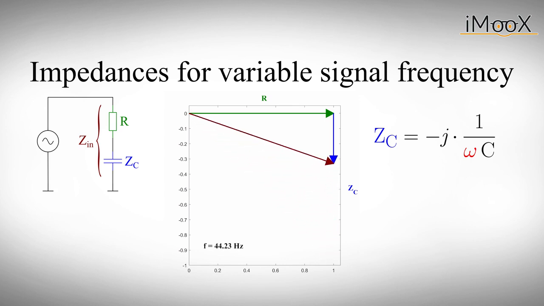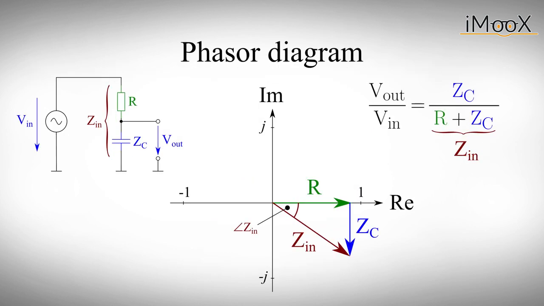Remember that the impedance of the capacitor determines the voltage at the output of our filter. With the phasor diagram, we can also calculate the sum of the real impedance of the resistor R and the imaginary impedance of the capacitor Zc. We simply have to add both vectors graphically. The result is the vector Zin, which has a length as well as an angle. This impedance Zin is of course proportional to the input voltage.